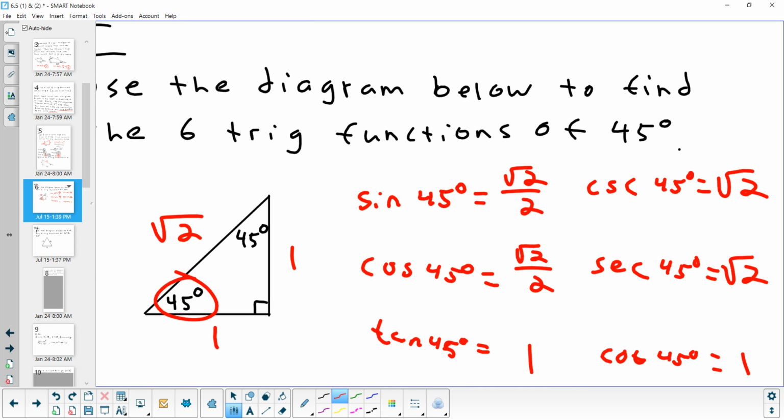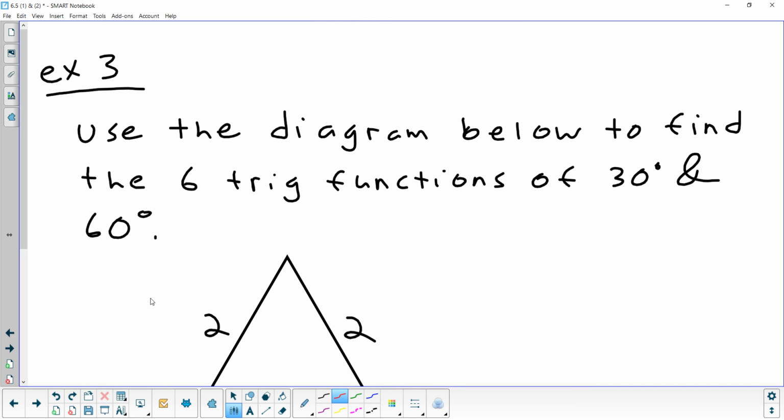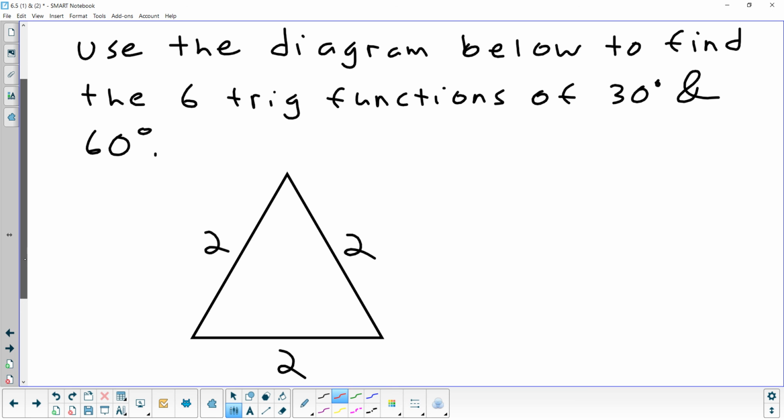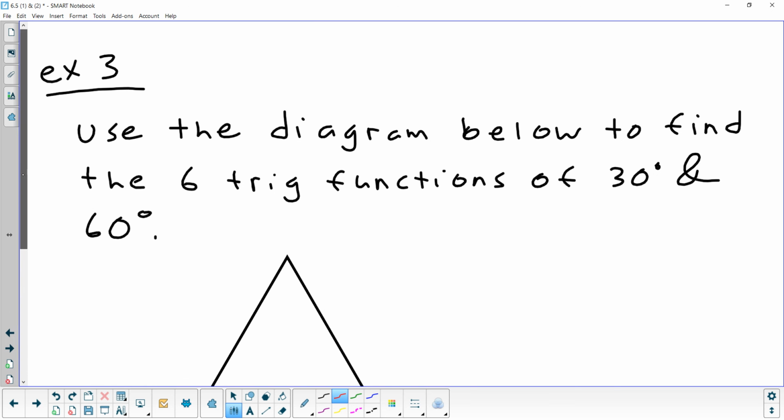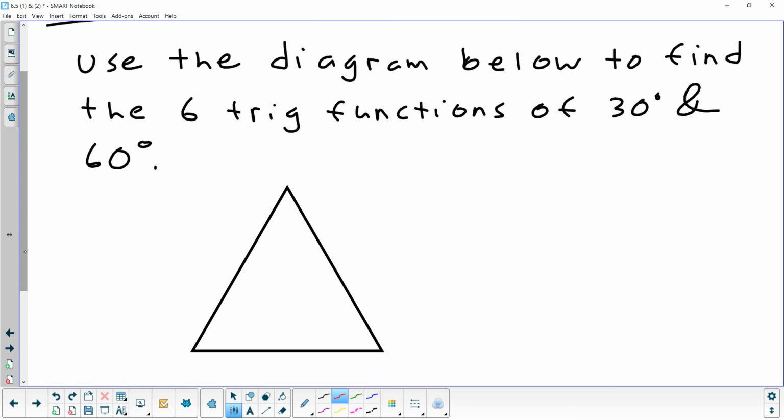All right, 1, 2. What's this? Okay. Now, let's look at this one for a second. This one is asking us to find the 6 trig functions of 30 and 60. And the hint that they're going to give us is use an equilateral triangle.